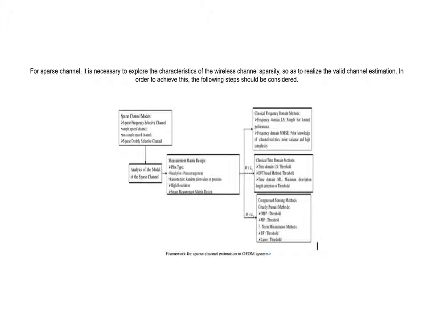Once the analysis of the sparse channel model has been completed, the measurement matrix must be established in proportion to the channels, pattern matching, and communication needs. Finally, different sparse channel estimation methods recover the sparse channel in different channel communication environments. Of these four steps, the measurement matrix and sparse channel recovery design are the focus of study.